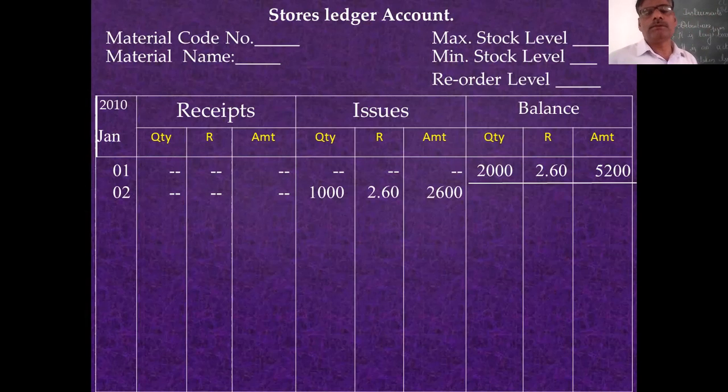Then what is the balance? 1000 quantity remained. Out of 2000 quantity, 1000 issue. Balance is 1000. Rate is 2.60. Amount is 2600. Clear? Then next date. 3.